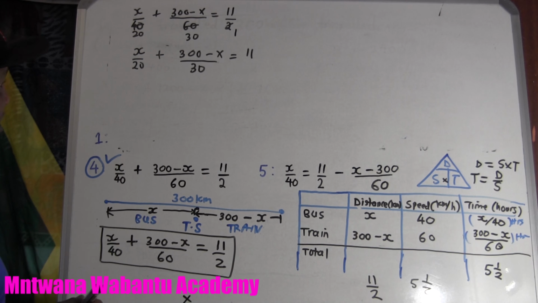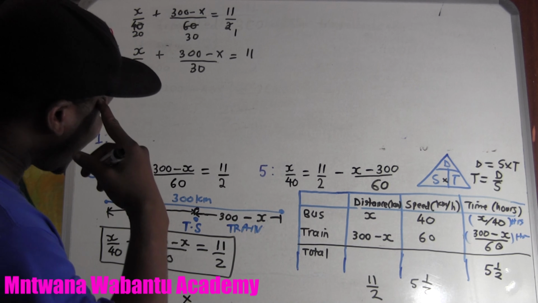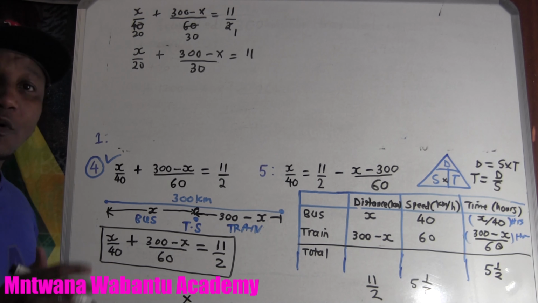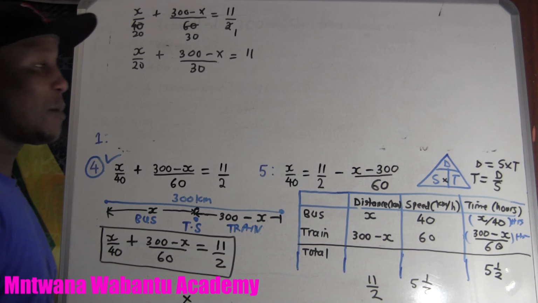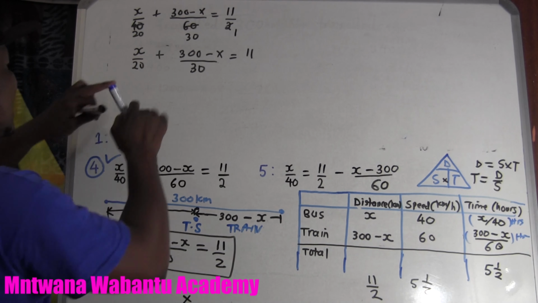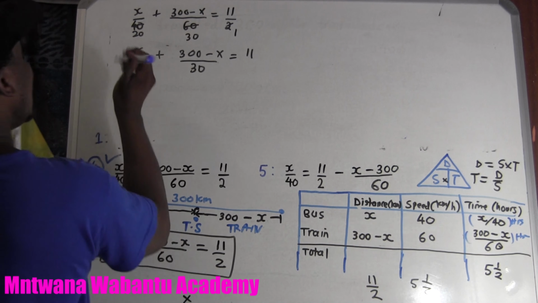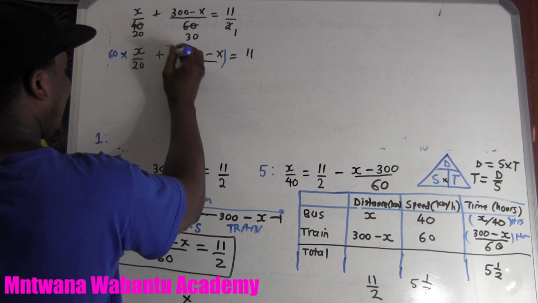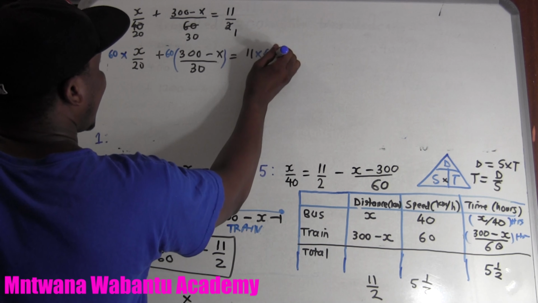So then I'm going to have to think, which is the common number between 20 and 30? The common number is 60. So I'm going to multiply by 60 throughout, because 60 is common for 20 and 30. So here multiply by 60. Even here in this group, also multiply by 60. And even here multiply by 60.